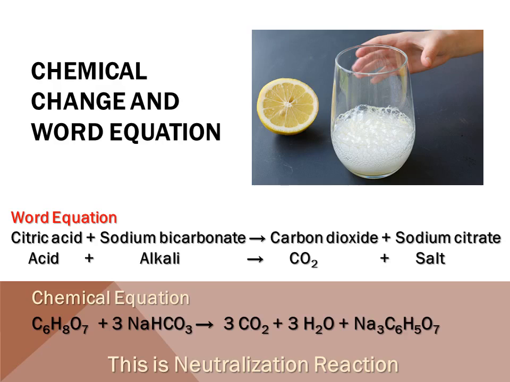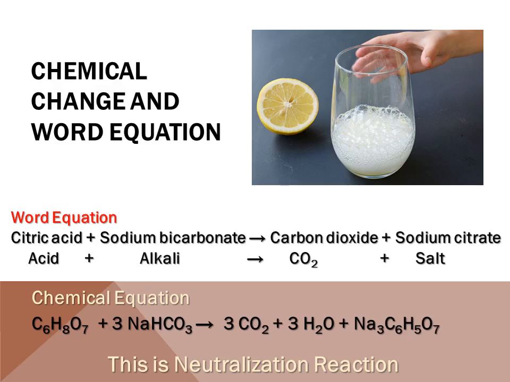The same reaction can be written in the form of a chemical equation. That is, citric acid, the chemical formula is C6H8O7. Sodium bicarbonate can be written as NaHCO3. Gives carbon dioxide, that is CO2, plus water, and sodium citrate, the molecular formula is Na3C6H5O7. So, the same reaction can be written in the form of a word equation and a chemical equation.